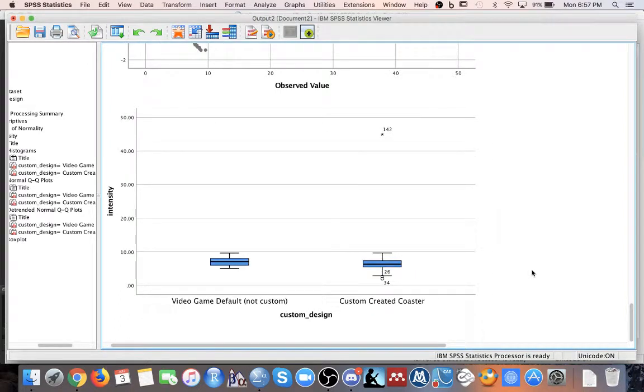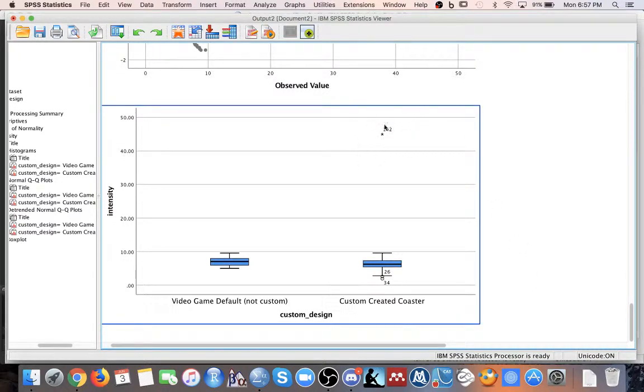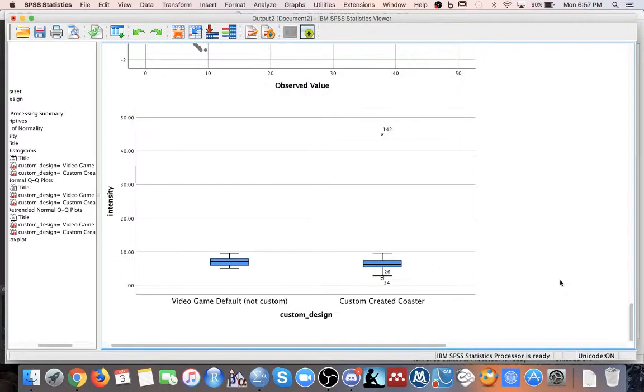And we see the box plots. The box plots can help us understand what would happen if we removed the outlier. So this outlier here, roller coaster number 142, with a value around 45. If you look at the rest of this, it looks pretty symmetric. A couple of outliers on the low end. It's still hard to tell if that would be normally distributed, but it definitely looks like it probably is going to be pretty close.